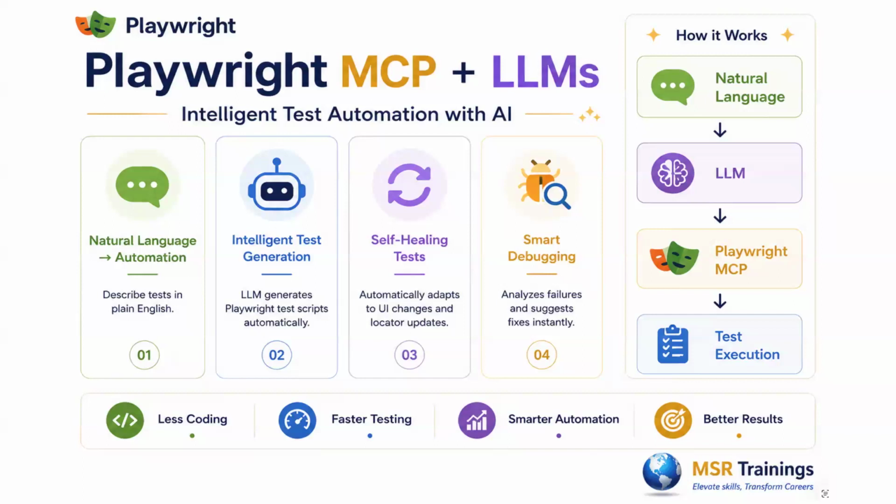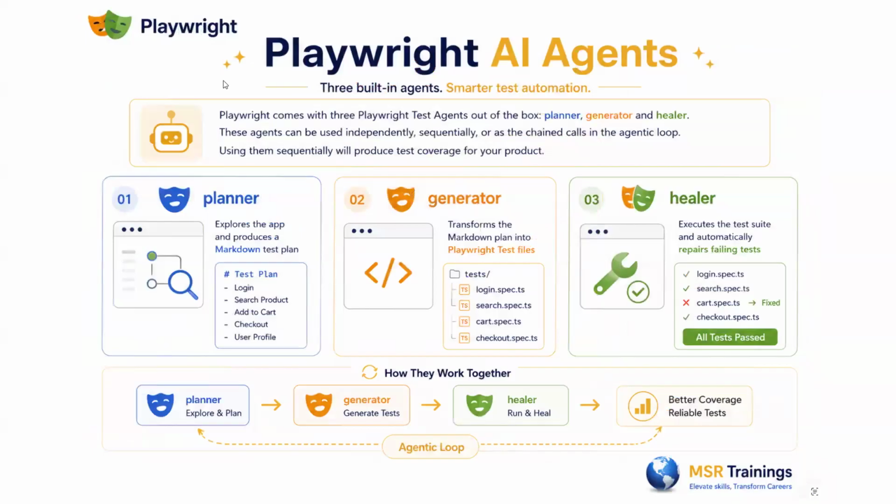Then finally, we have multiple agents in Playwright. There is a Playwright Planner agent, a Playwright Generator agent, and a Playwright Healer agent. The planner agent is used to generate the manual test cases. You can give any website and ask the planner agent to explore it. The planner agent explores the application, creates the user journeys, and generates the manual test cases for you.